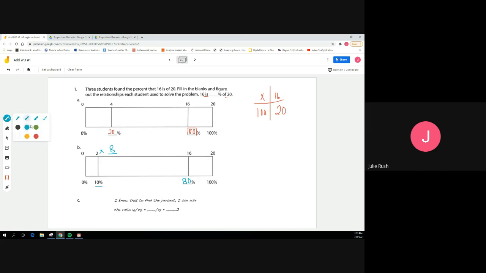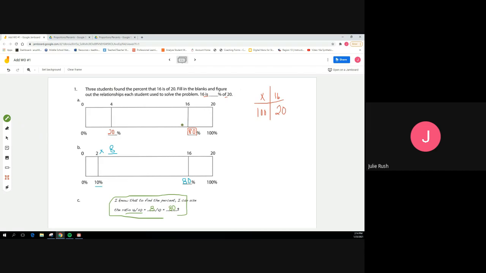And then our last kiddo down here, I know that to find the percent, I can use the ratio 16 over 20, which reduces to 8 over 10 by dividing them both by 2. And then 8 over 10 is the same thing as 80%. Doesn't happen like that very often. Okay, so this kid used the ratio, reduced until he saw the equivalent. This kiddo went to 10% multiplied by 8, and this kiddo went to 20% and multiplied by 4.